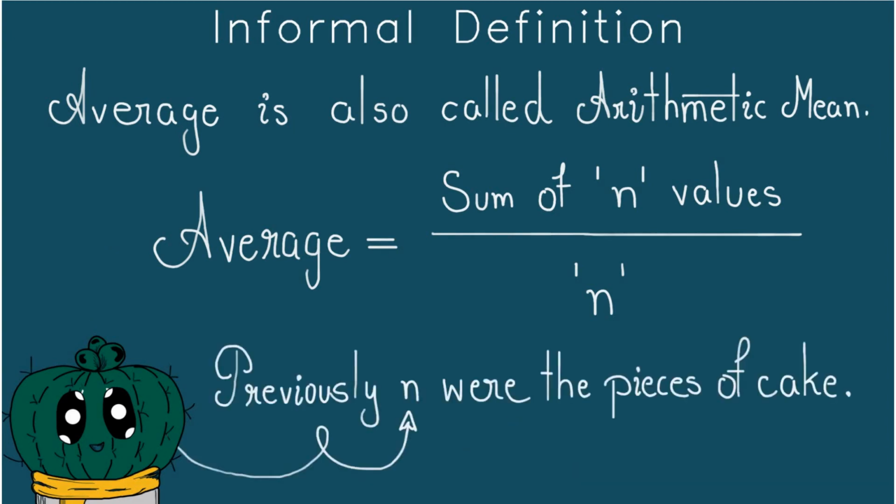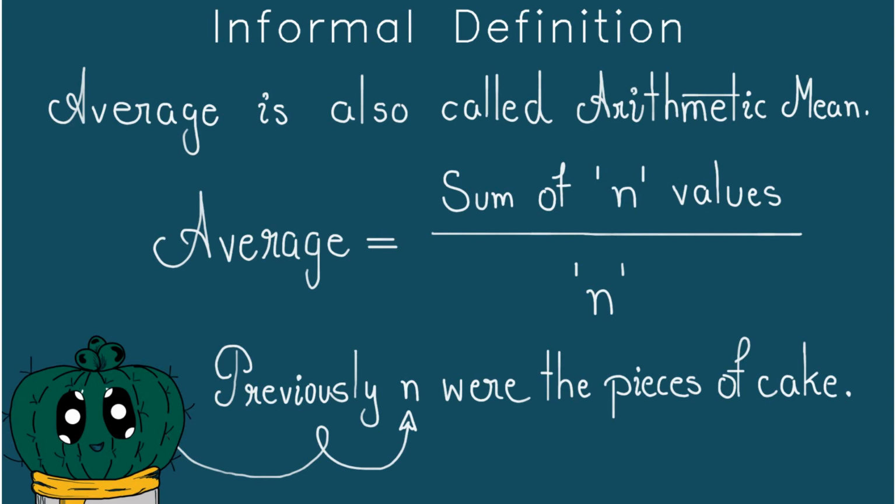Now, n in this case is going to be the pieces of cake that we have, right? Previously we had 8 pieces of cake. So the way we found the average was we had the entire cake, which was the sum of the weights of the 8 pieces of cake, in the numerator, okay? And then we divided that by the 8 pieces of cake that we have, so that we could get the average weight of a single piece of cake. Okay? So this is how you go about using the average formula.